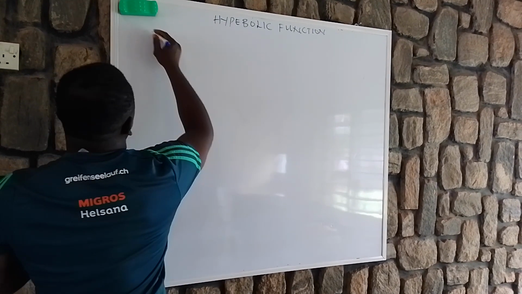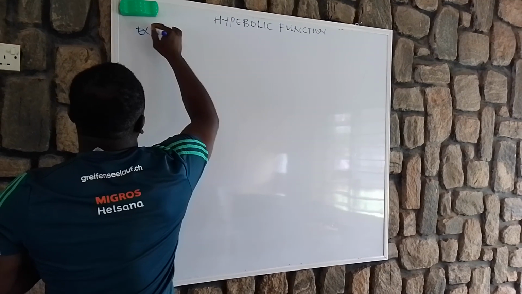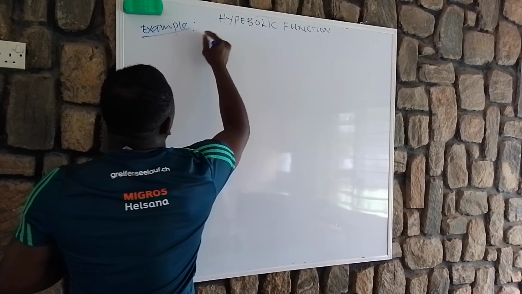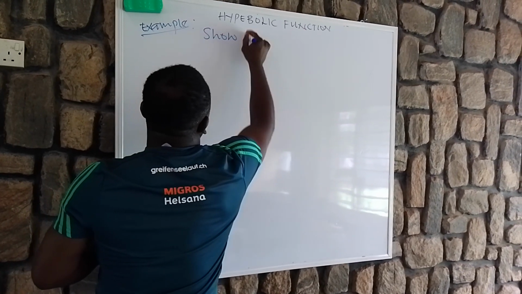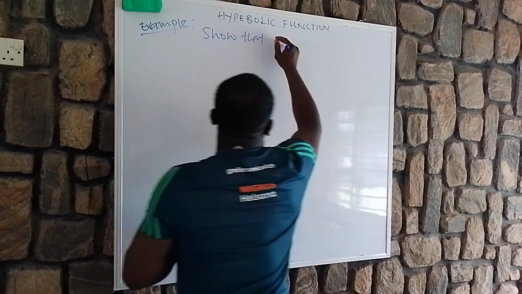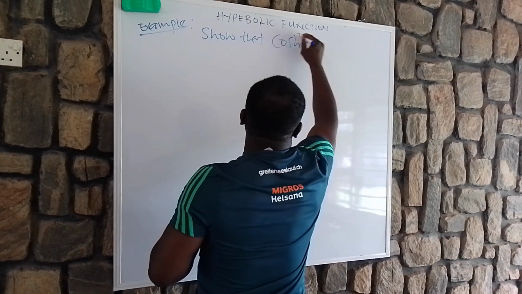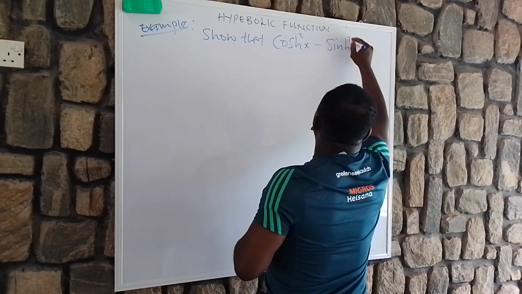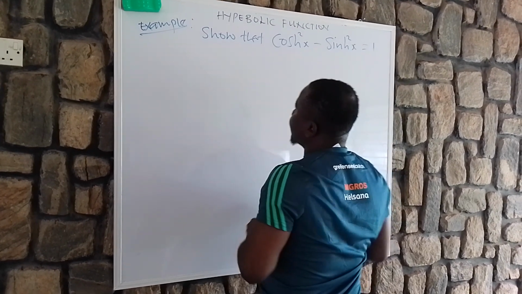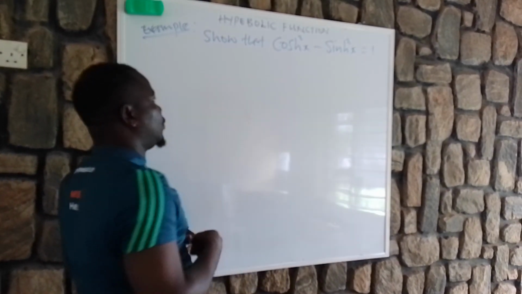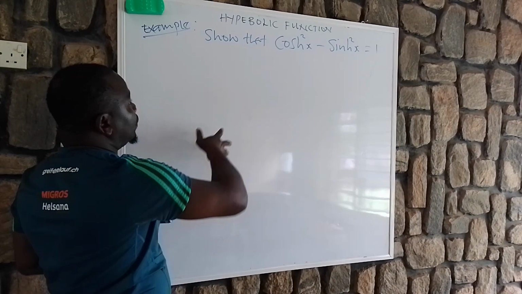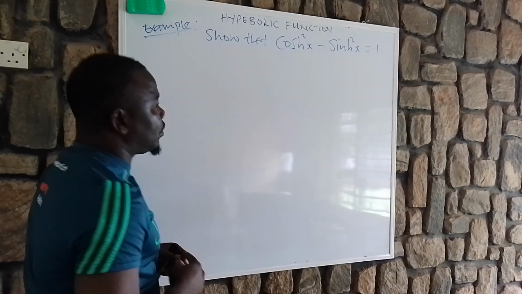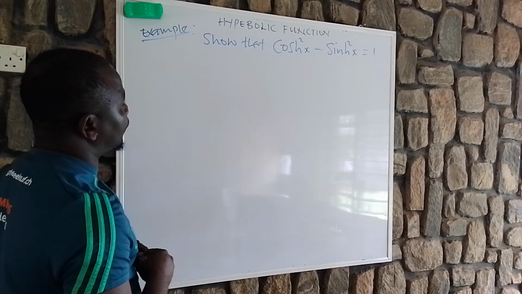Let us have this example. Show that cosh square x minus sinh square x is equals to 1. Simple as ABC. I'm going to teach you how to show that the right hand side is equals to 1. Just listen to me and follow me up.